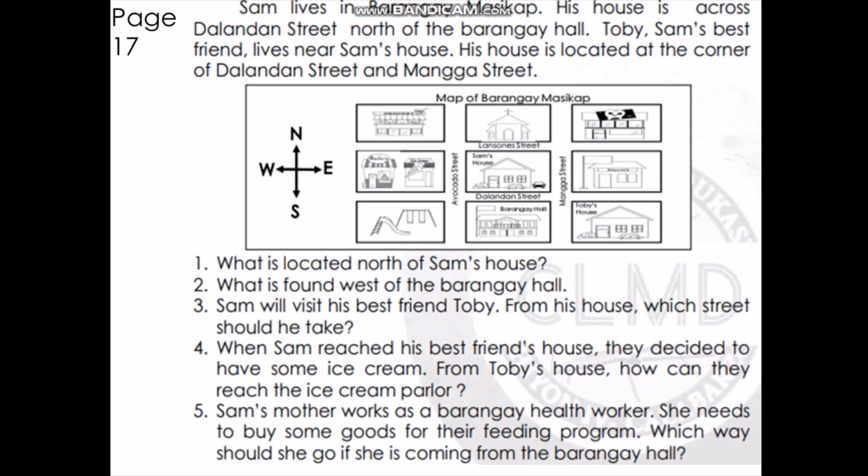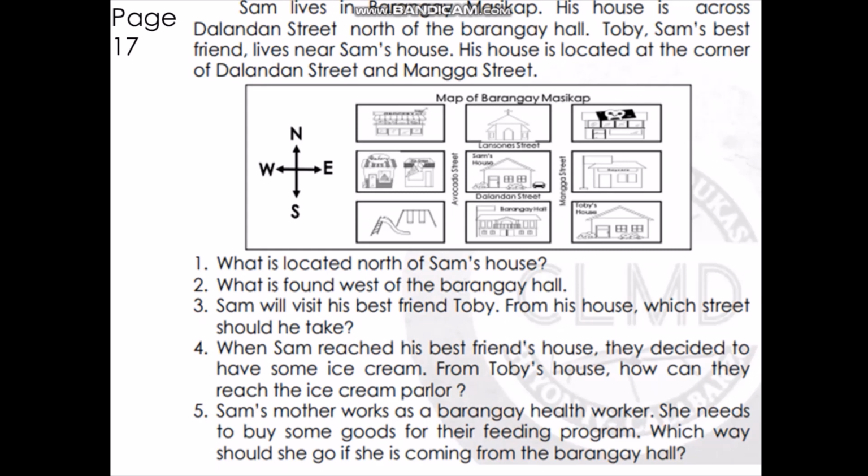So, for number 1, what is located north of Sam's house? So this is Sam's house. So what is the north of Sam's house? Okay, look at the picture above Sam's house. Number 2, what is found west of Barangay Hall? So this is the Barangay Hall. Now, what can you see in the west of Barangay Hall?